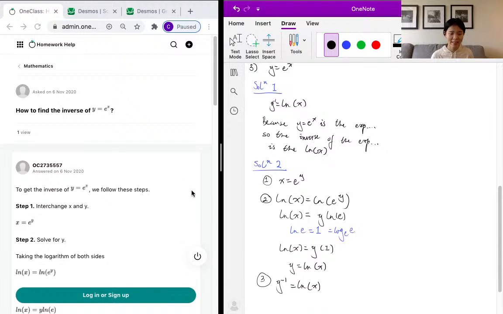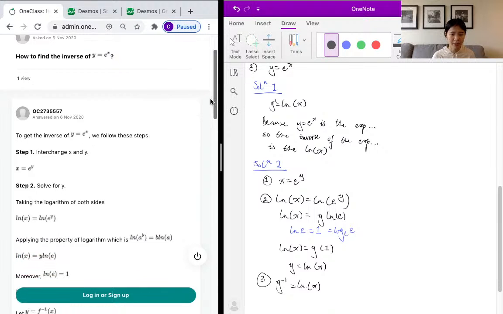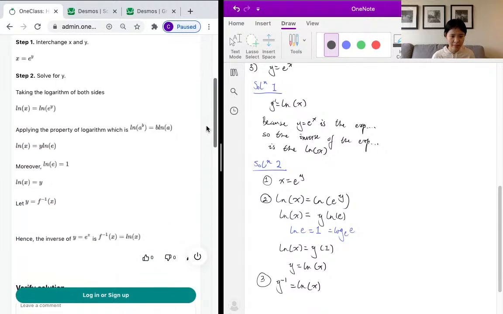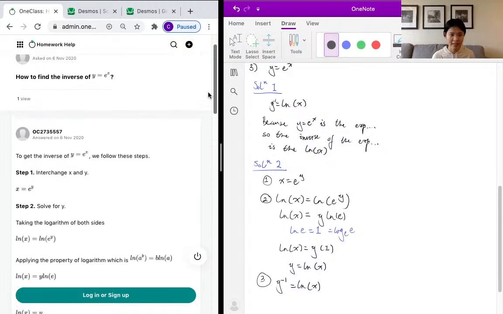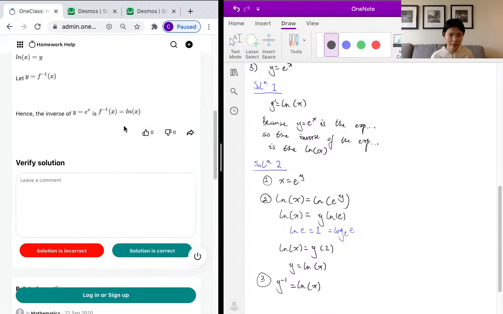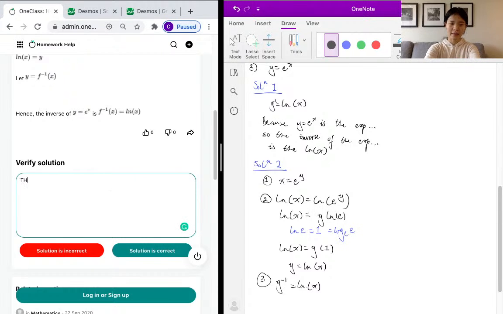Now let's look at our sample solution here and see what they did. They adopted approach number 2, and basically they did the same thing as us, except they used a different notation for y to the power of -1. So yeah, let's just say the solution is correct. Solution is correct. Excellent job.